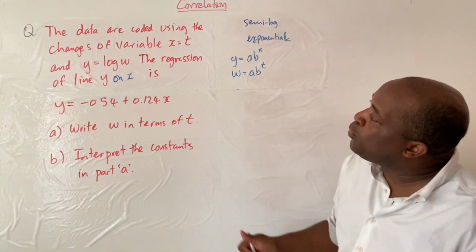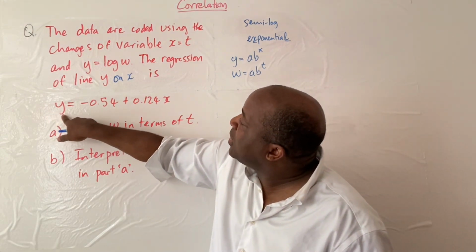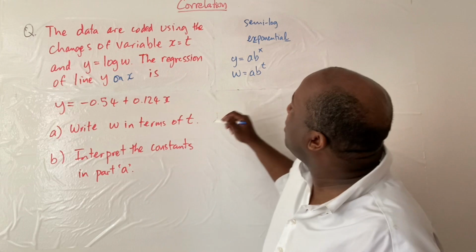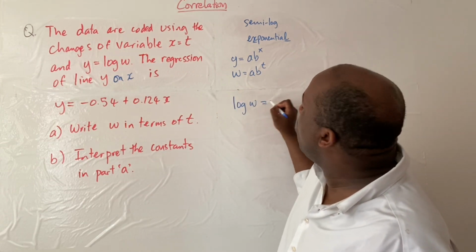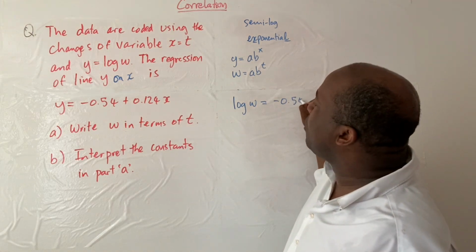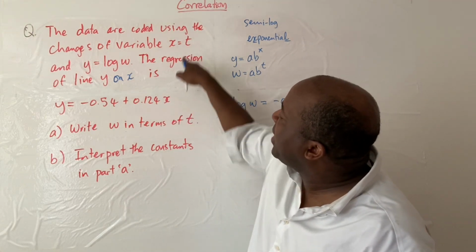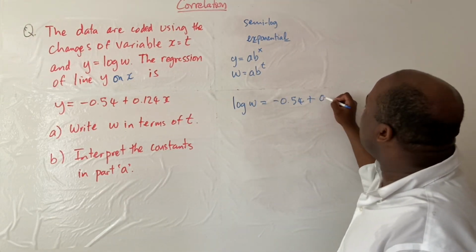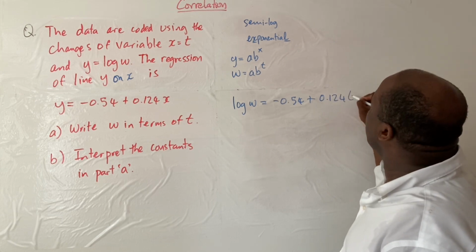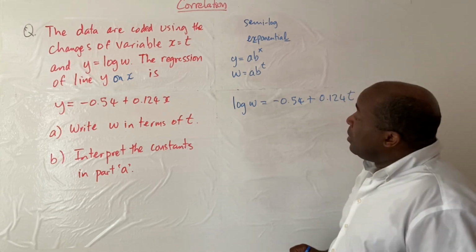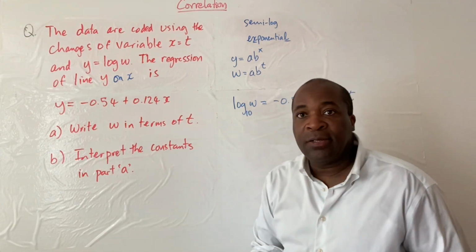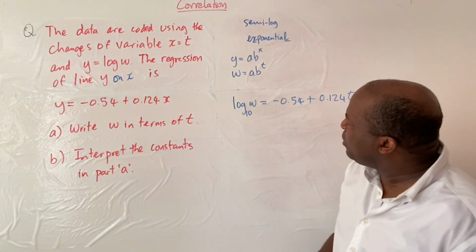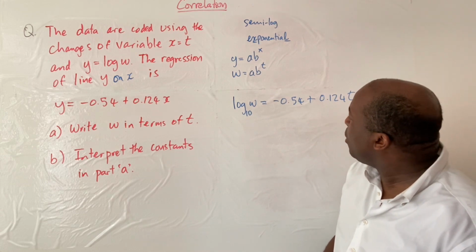So let's see how it would work. What we would do is we would swap y with log w. So log w equals minus 0.54 plus, and then we'd swap x with t, 0.124 t. Now log w would be to the base 10. So assume that base 10 is the base that we're working with.